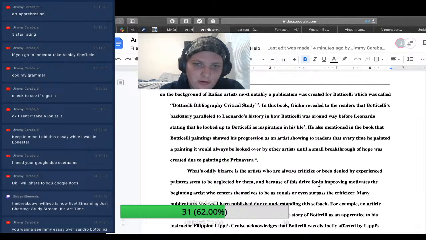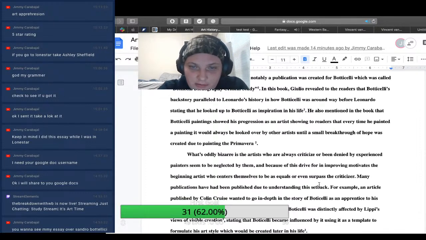We'll read a little bit more, see what Jimmy's got to say here. In his book, Giuliani revealed to artists that Botticelli's backstory paralleled to Leonardo's history and how Botticelli was around way before Leonardo. Stating that he looked up to Botticelli as inspiration in his life. He also mentioned in the book that Botticelli paintings showed his progression as an artist, showing to readers that every time he painted a painting, it would always be looked over by other artists until a small breakthrough of hope was created due to painting the Primavera.